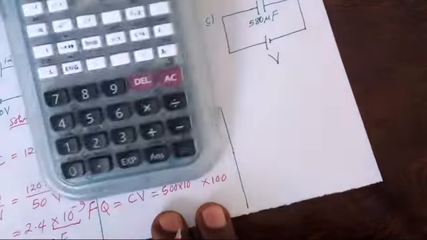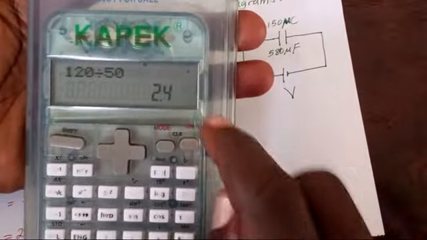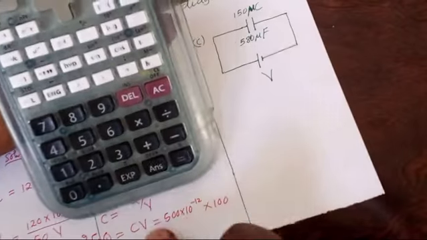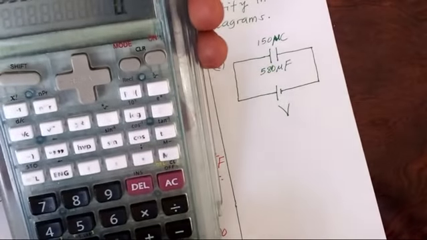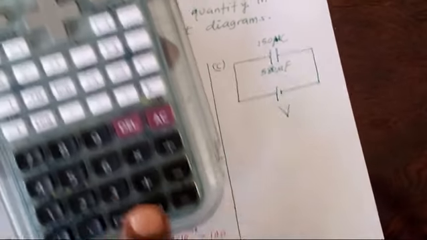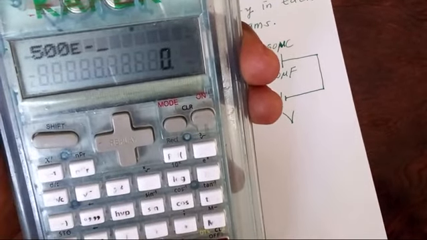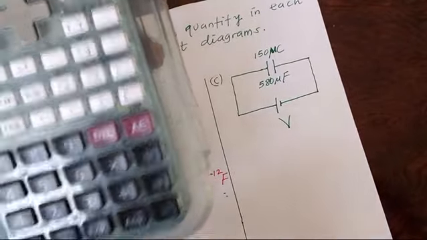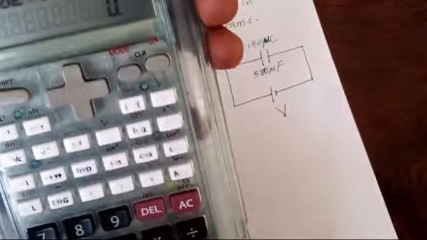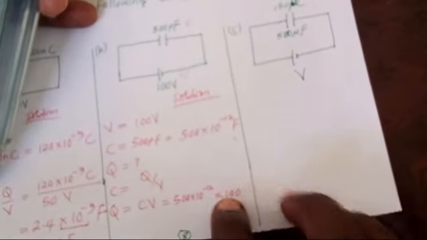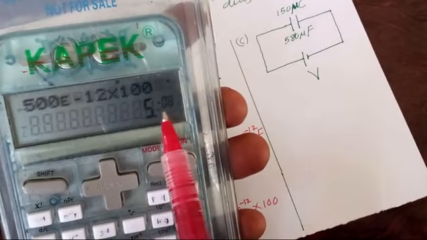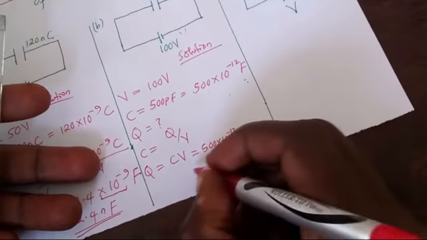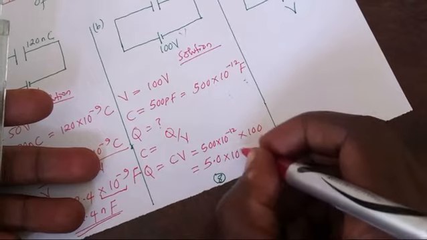Okay, now you bring your calculator and press 500, then exponential, you press this one, and then minus 12, so you press here, minus appears, and then you have the 12 here. Then you multiply by what we are given here, 100. You see this will be 5. It means 5 times 10 to the power of minus 8. So this is equal to 5.0 times 10 to the power of minus 8.